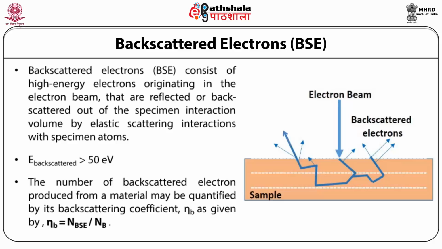Neglecting the effects of E0, the above equation, which is eta b equal to n BSE divided by n B, yields a good approximation for the coefficient eta b. The backscattered electron responds to composition, allowing atomic number or compositional contrast.